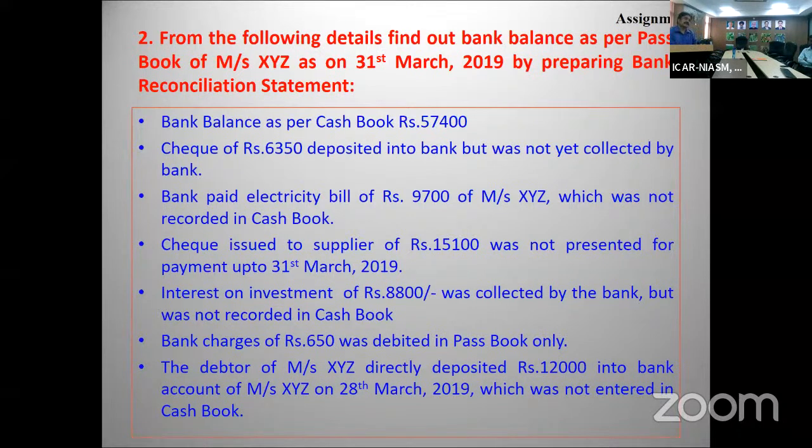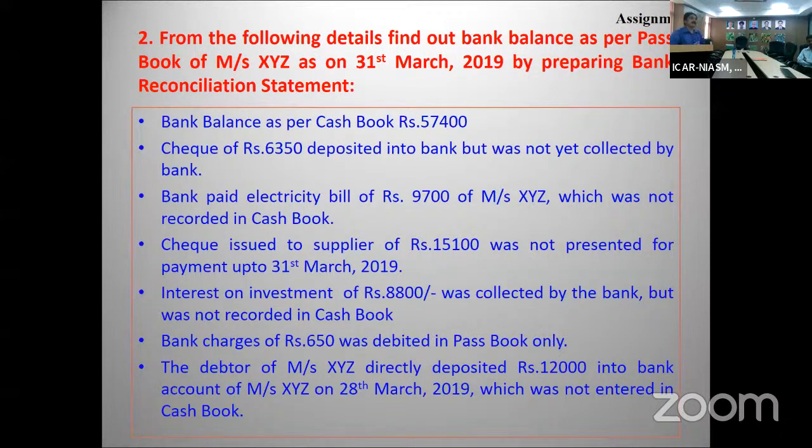Then bank charges of 650 was debited in the passbook. Again, the same: bank charges debited in the passbook means passbook balance reduced like this. Bank charges debited, passbook balance reduced. Then what do we have to do with the cash book? We have to less it like this. Less bank charges debited but not recorded in the cash book.